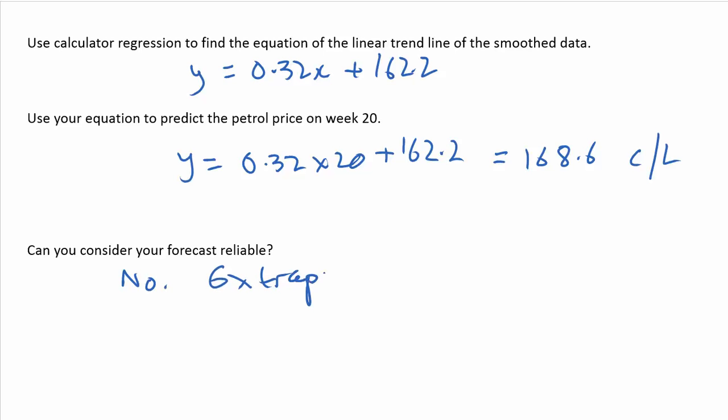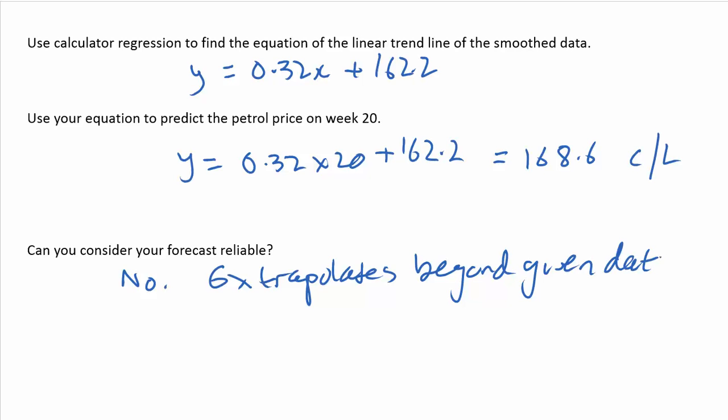Now, all predictions that are made using extrapolation are unreliable, so it isn't reliable because it extrapolates beyond the given data. On the other hand, whilst unreliable, it is really the only type of prediction that we could follow with the data presented.